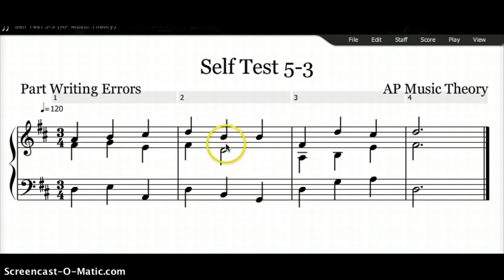Next chord. Notice how this alto pitch is still withheld through here, even though it's not written. We have to count that. So we have a G to a D in the alto. That is a perfect fifth. Let's make sure it's okay. So the next chord, we have a D to an A. That is also a perfect fifth, so we have a problem.